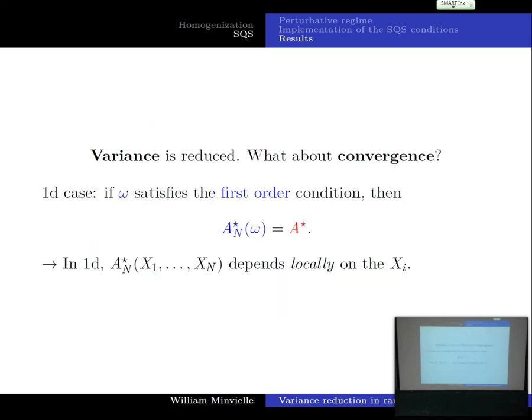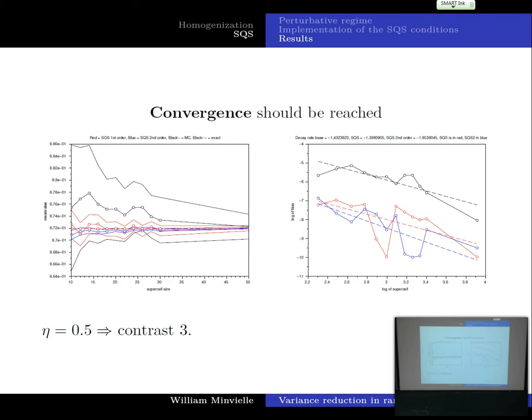Yeah, but actually the contrast we picked in our experiment is not so low. Exactly.